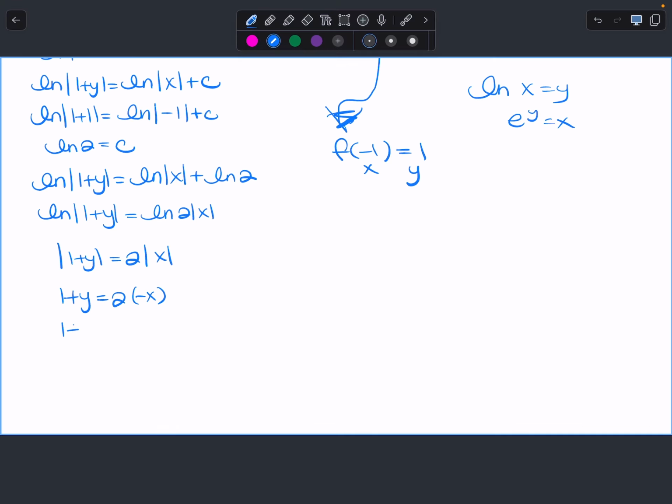All right. So 1 plus y is equal to negative 2x. So y is equal to negative 2x minus 1 if x is less than 0. That's your domain restriction, because I plugged in a negative value in for x. And that determined what I did with the absolute value. So it depends on what you plug in for x. Correct. So that is my solution.